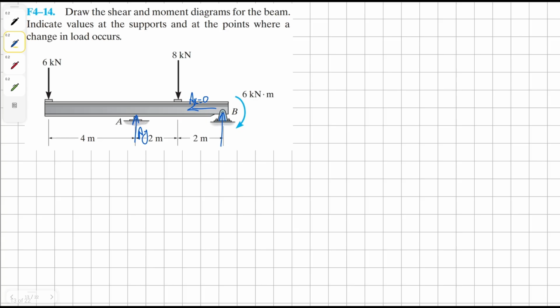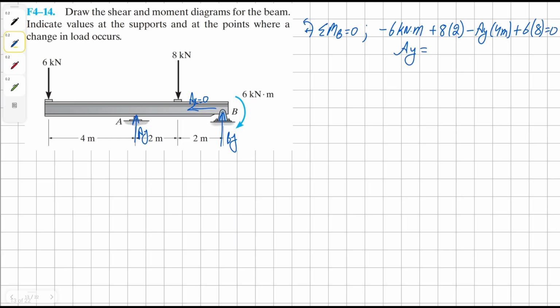And now we can solve for our Ay and By. To begin, we can take a moment about point B to determine our value for vertical reaction at A. So we have clockwise 6 kilonewton meter given, and then we have counterclockwise 8 kilonewton, and it's 2 meters away. Then we have our unknown Ay clockwise, and it's 4 meters away. Then we have our counterclockwise 6 kilonewton, and it's 8 meters away, all equals to 0.